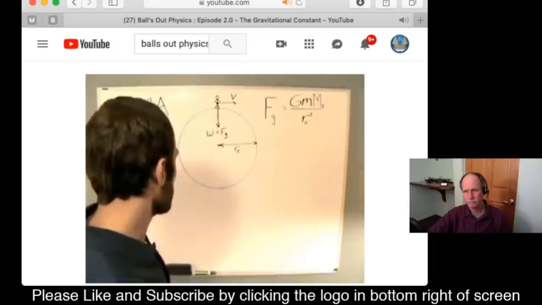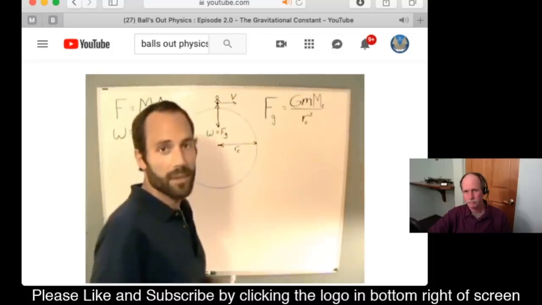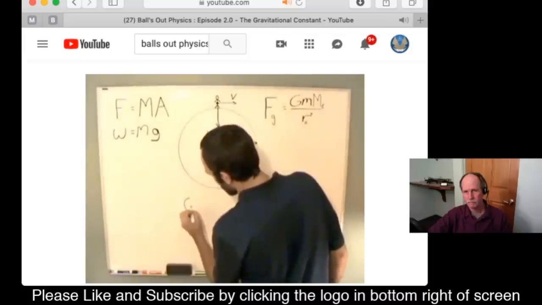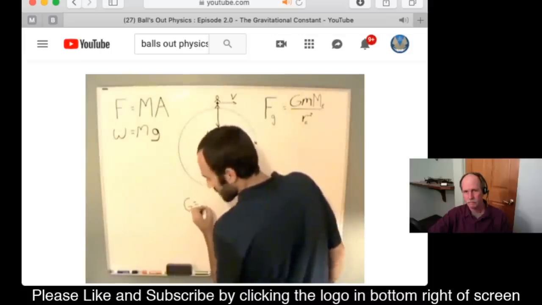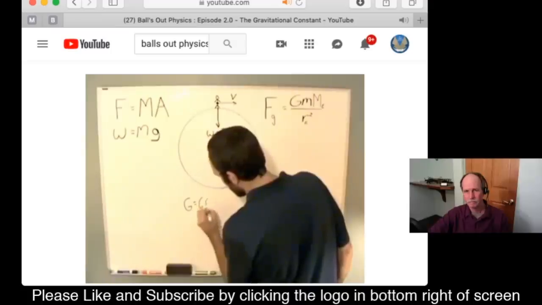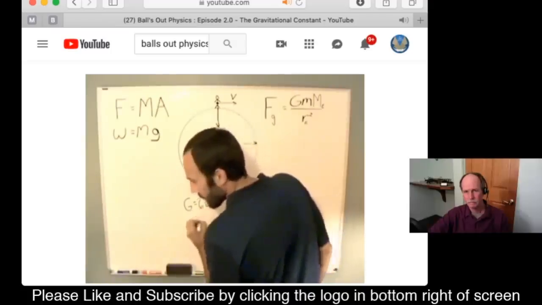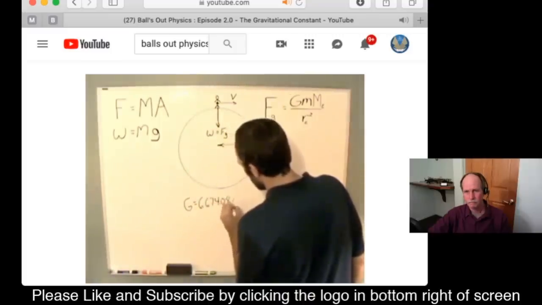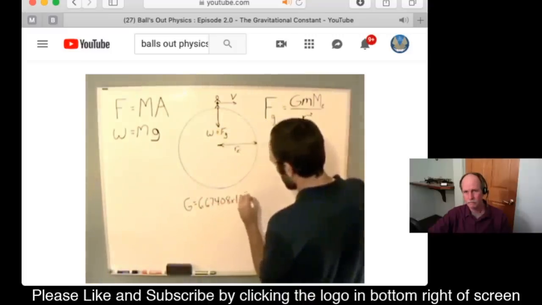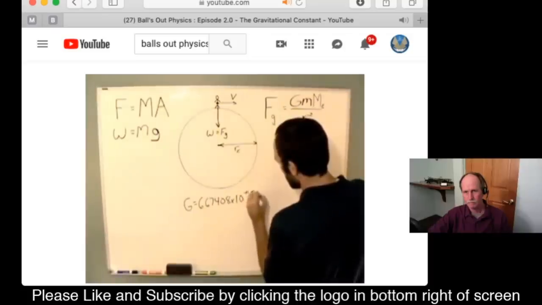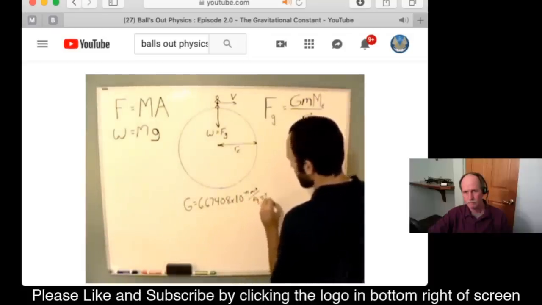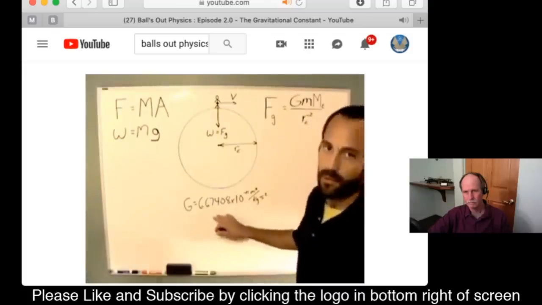So Cavendish determined big G through that torsion rod experiment. Okay? So he calculated it to be the value that we're still using, which is 6.67408 times 10 to the negative 11 meters cubed over kilograms times seconds squared. Okay? He determined that from that experiment.